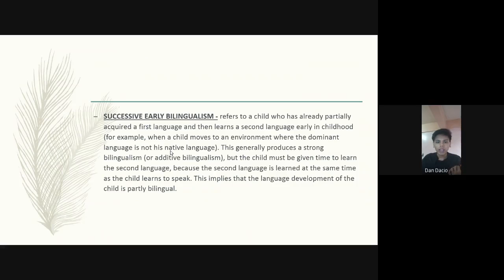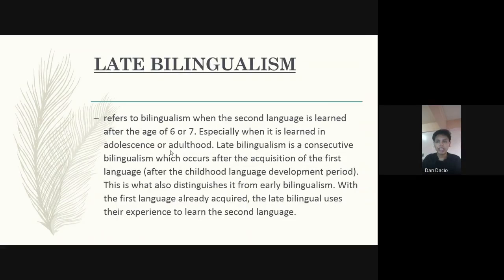A child acquires the first language and then after that learns the second language. Next is late bilingualism. Late bilingualism refers to bilingualism when the second language is learned after the age of 6 or 7. So this type of bilingualism is learned after childhood. So when a child learns to use the second language at the age of 6 or 7, it is called late bilingualism.